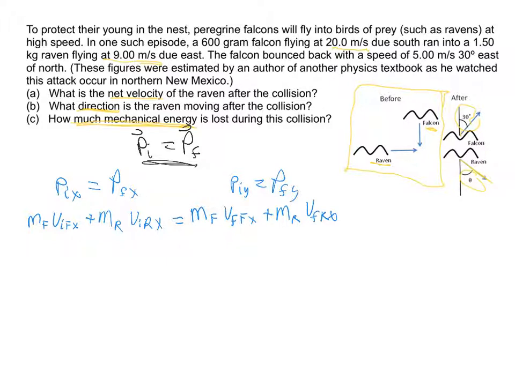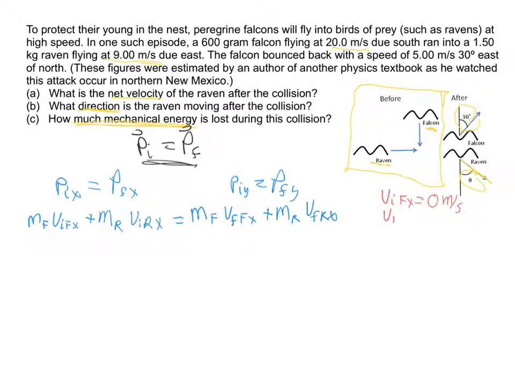To get going, you really need to identify your variables. You need to identify initial and final velocities for each of these in the x and the y direction. So let's say we want to do the falcon. The initial velocity of the falcon in the x direction is just 0 meters per second. He's not moving in the x at all.